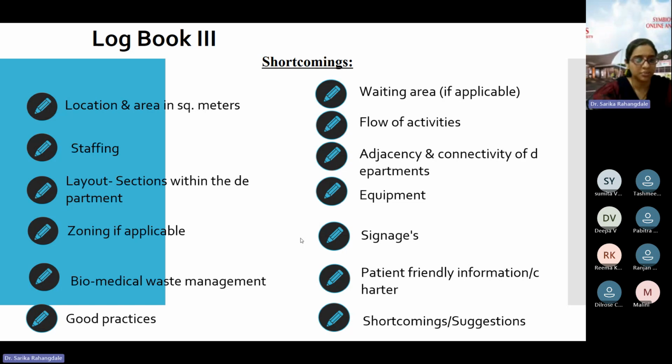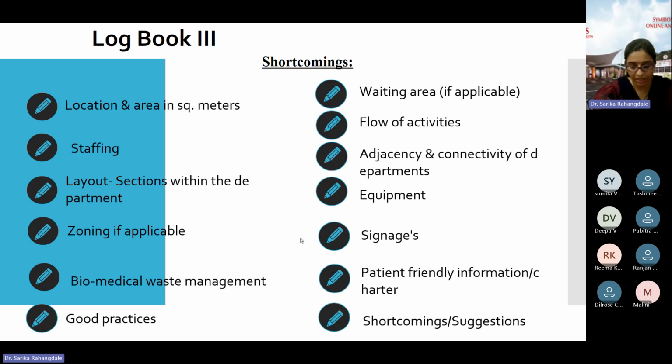Layout sections within the department. If it is available in your particular department, then yes, you can take a picture and attach it under this section, layout. You can take an image and paste it in your report.